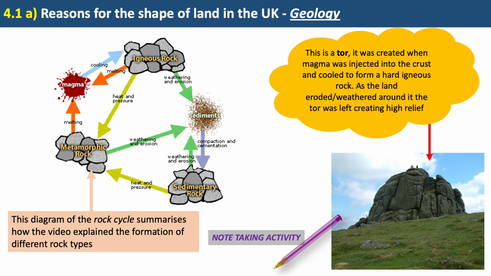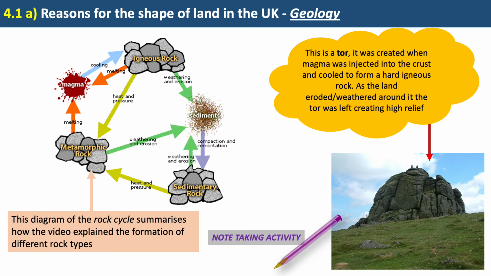Now, hopefully, if you're paying attention to the video, that diagram, that cycle on the left-hand side of the slide should make some sense. So this is a rock cycle. It summarizes what the video explained about how these different types of rock form. Okay. What you need to realize is that it is dynamic. So it is a cycle because it does not stop.